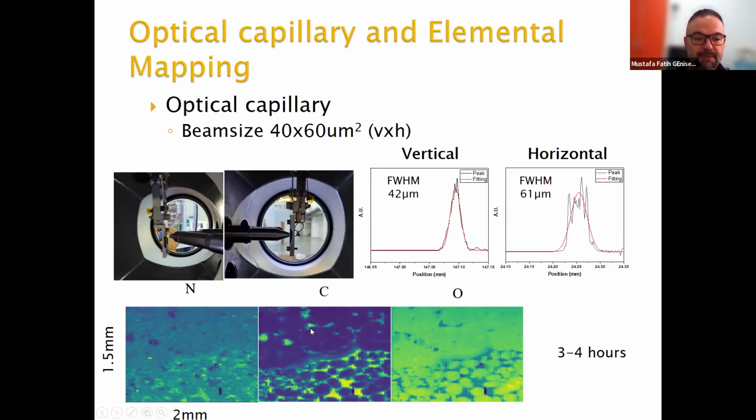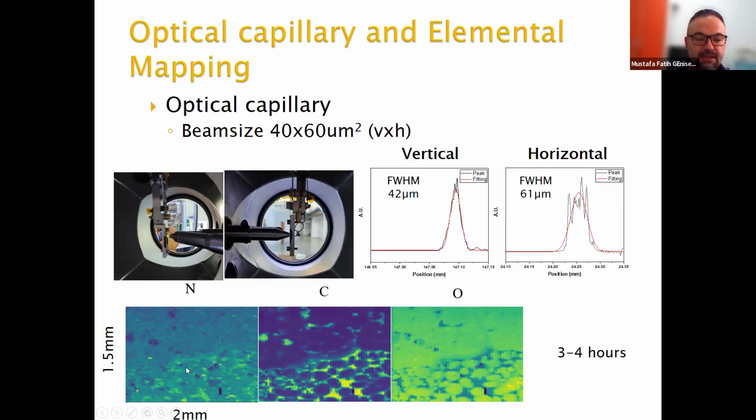This is from a beam time. In here, the optical capillary size is this much. Vertically, it's 40 micron. Horizontally, it's 60 micron. And here is the beam size, vertical and horizontal. As you see, we can put our sample in front of this capillary.